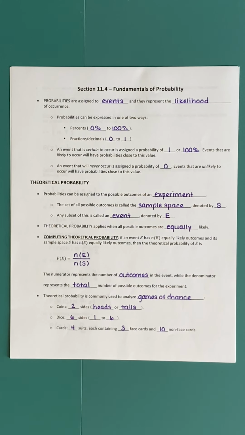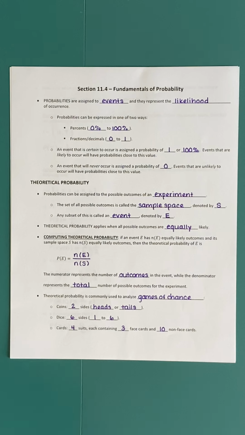So the numerator is always going to be lower than the denominator in general. It can't be higher, so they could possibly be equal, but otherwise the numerator is going to be lower than the denominator. So the numerator is the number of ways that our particular event could happen, and then the denominator is the total number of possible outcomes we could get from this experiment, this sequence of actions.